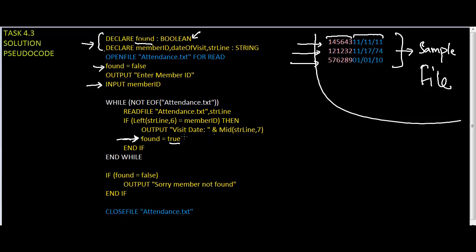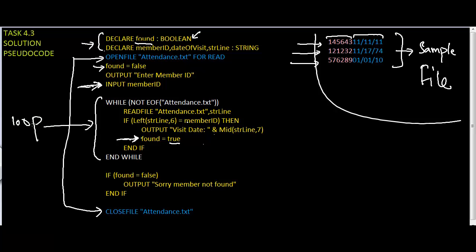Importantly, I have opened the file and I've also made sure that I close the file. So this is very important. So what is the logic of this code? Well, we are taking the member ID as input from the user, and then we are running a loop. We are running a loop because we know there are multiple lines of data inside the file. So this loop will keep running while we have not reached the end of the file.